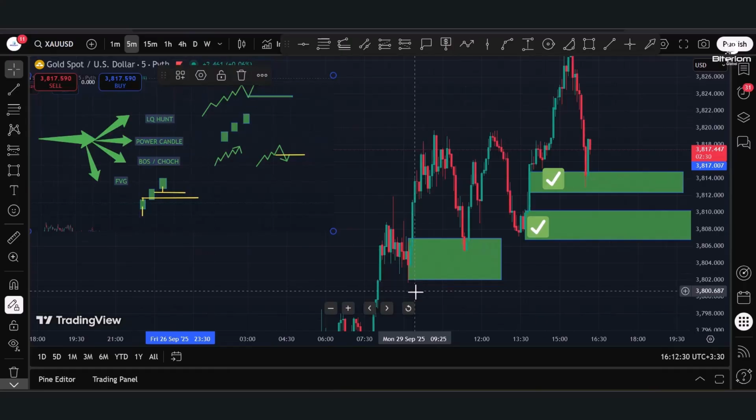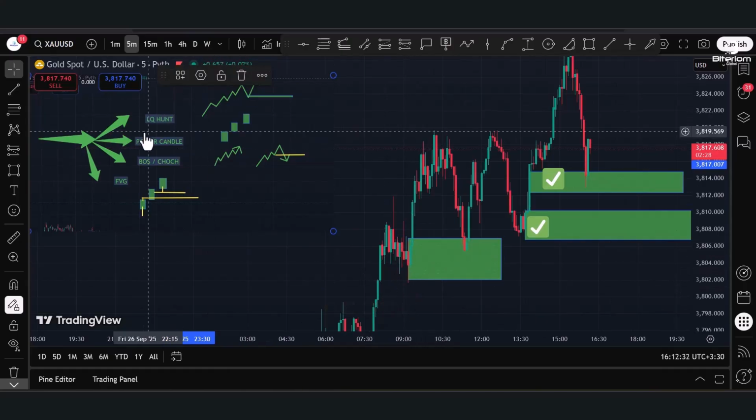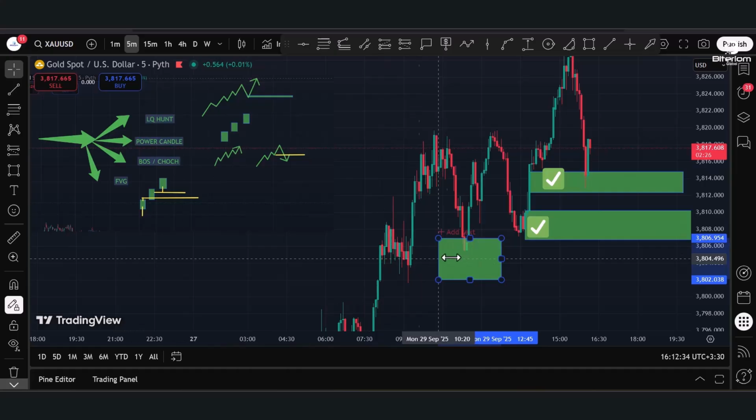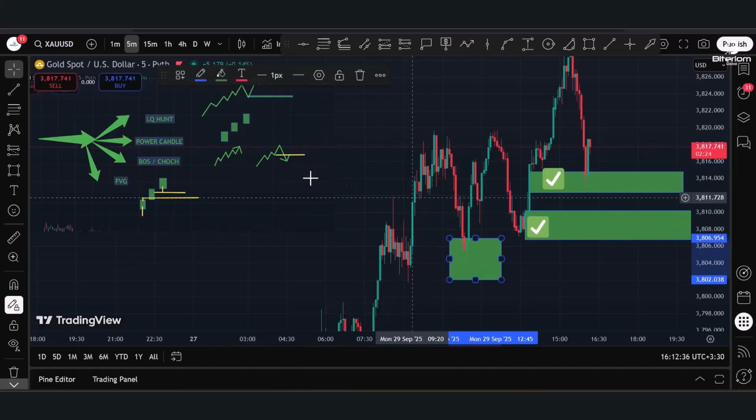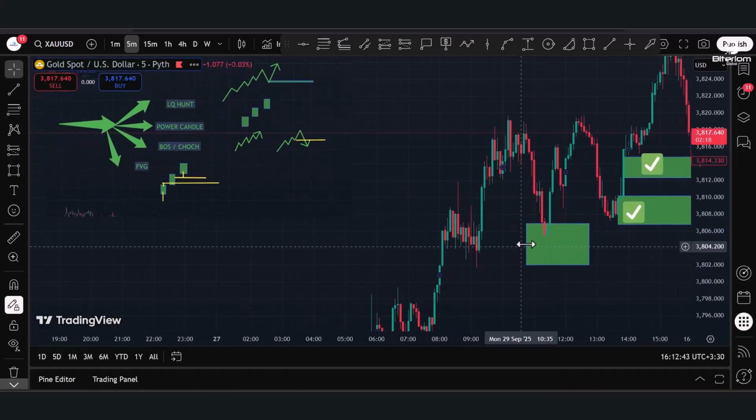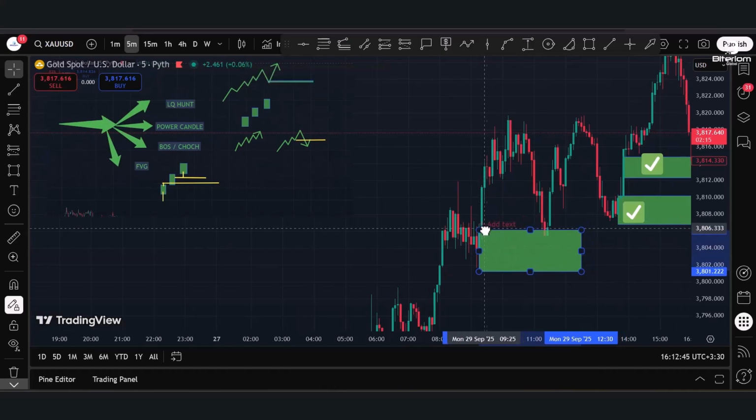Power candle. Does it show us the strength of the candles, the momentum in the market? Yes. Does it have a break of structure or a change of character? Yes, it does. That's correct. Does it have an FVG or not? Let's determine that ourselves. From the very first candle to its end, the candle with the lowest low.